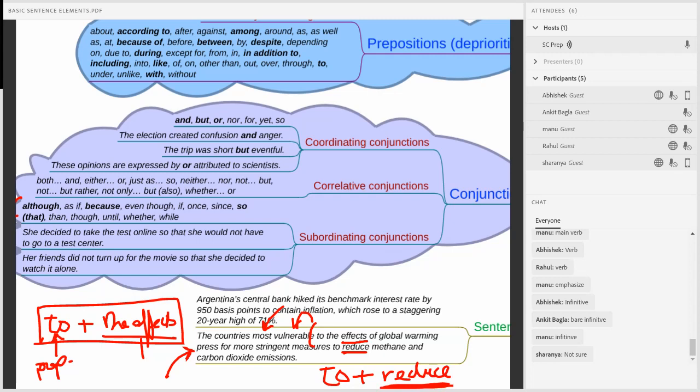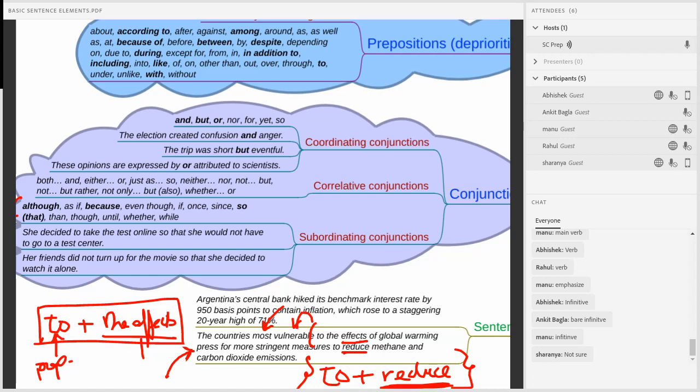In fact, because in our classes we don't normally get into bare infinitive, full infinitive, normally we just call it infinitive. So in our classes we even call to reduce an infinitive, although the correct way to do this would be to reduce as a full infinitive and reduce as a bare infinitive. So I see that some of you mentioned infinitive. Ankit's mentioned bare infinitive. That's correct.